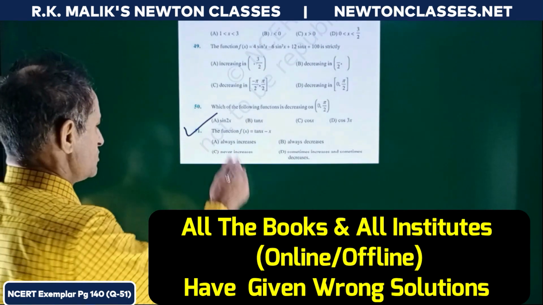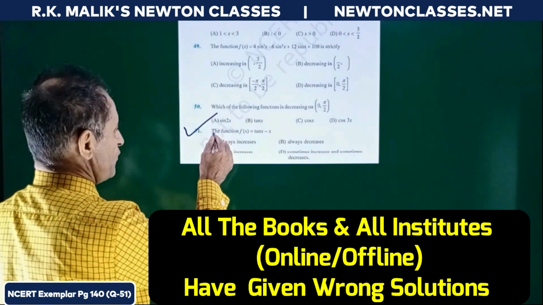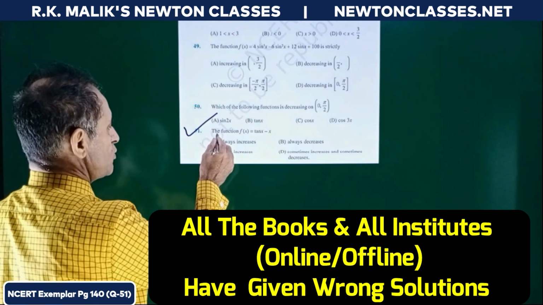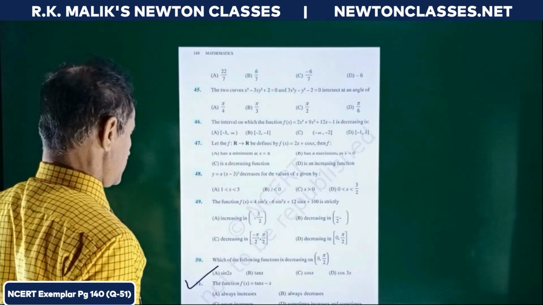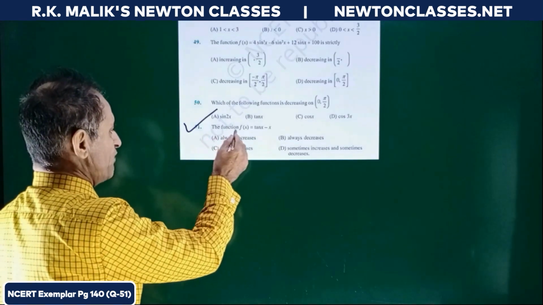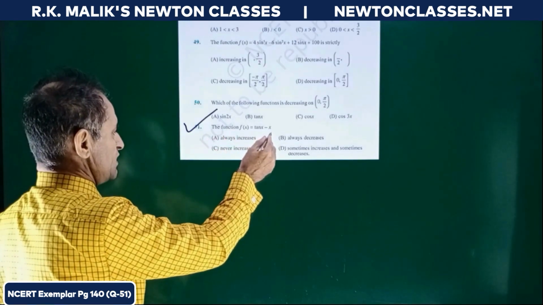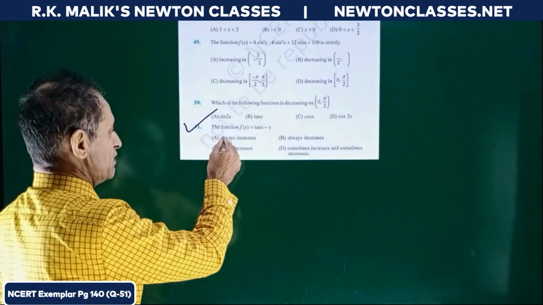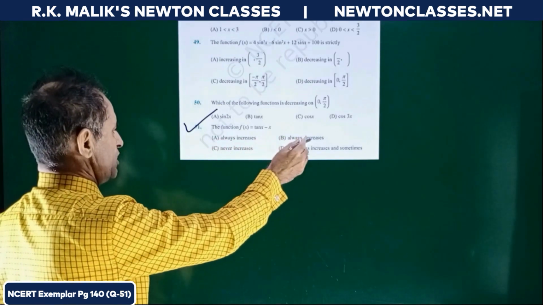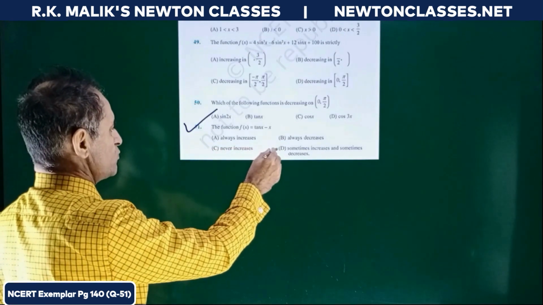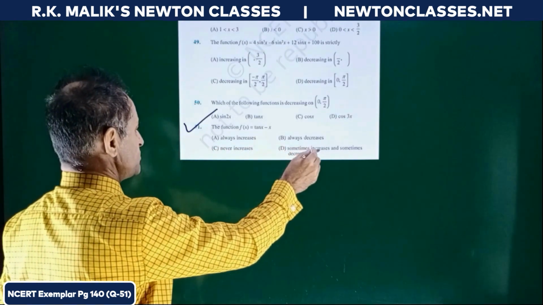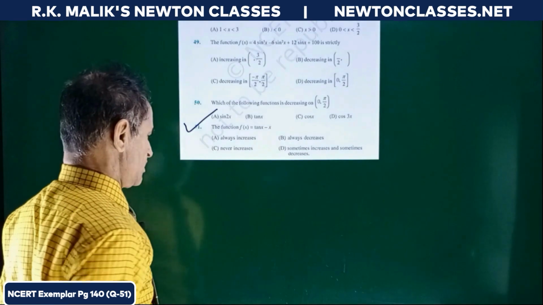The first question is question number 51 in the NCERT Exemplar book on page number 140. It asks: the function f(x) is equal to tan x minus x. First choice, always increases; second choice, always decreases; third choice, never increases; fourth choice, sometimes increases and sometimes decreases.